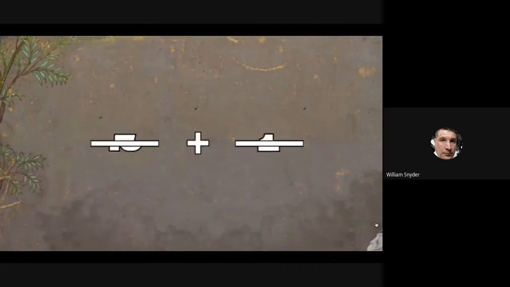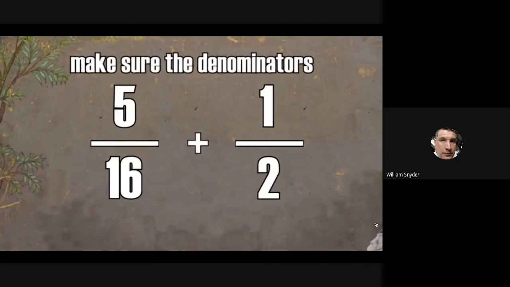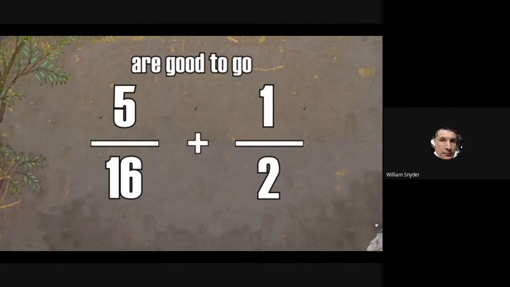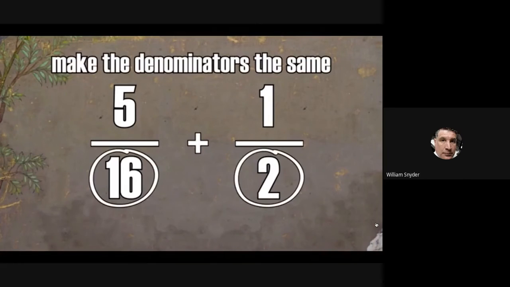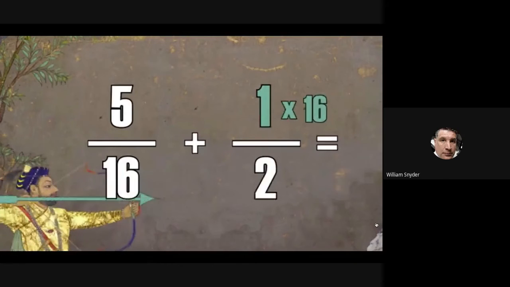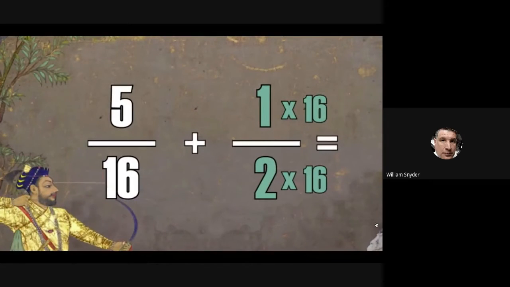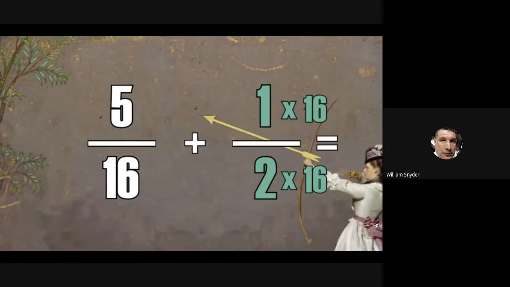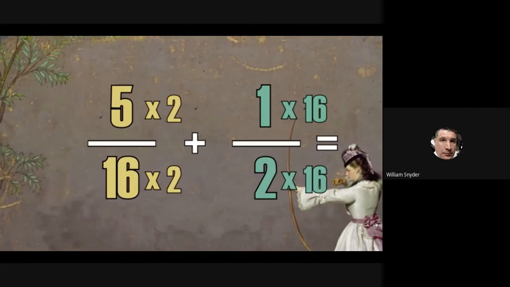When you add fractions, you need to stop. Make sure the denominators are good to go. We need to make the denominators the same, otherwise adding them would be insane. So we multiply each fraction top and bottom by the denominator of its buddy. We do it to the top and the bottom, so the value doesn't change.